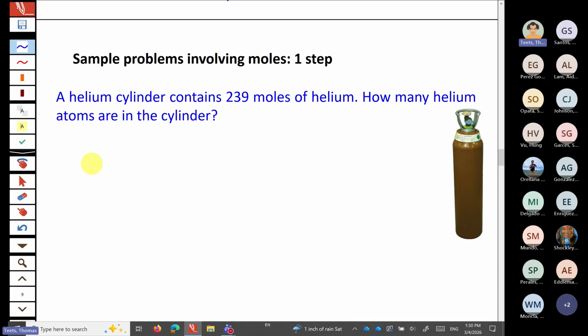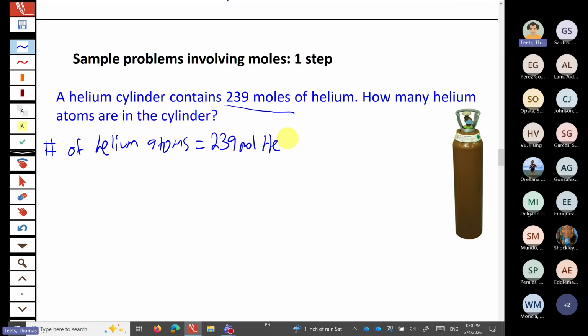So this is a simple 1-step conversion, because what we're looking for is the number of helium atoms. So we're going to set up these problems the same way we did at the beginning when I first introduced dimensional analysis. Write out what you're looking for. Sometimes you can get there in 1 step, sometimes it's multiple steps, but you want to know what quantity am I searching for? And then you start the problem with some quantity that you're given, which in this case is 239 moles of helium.